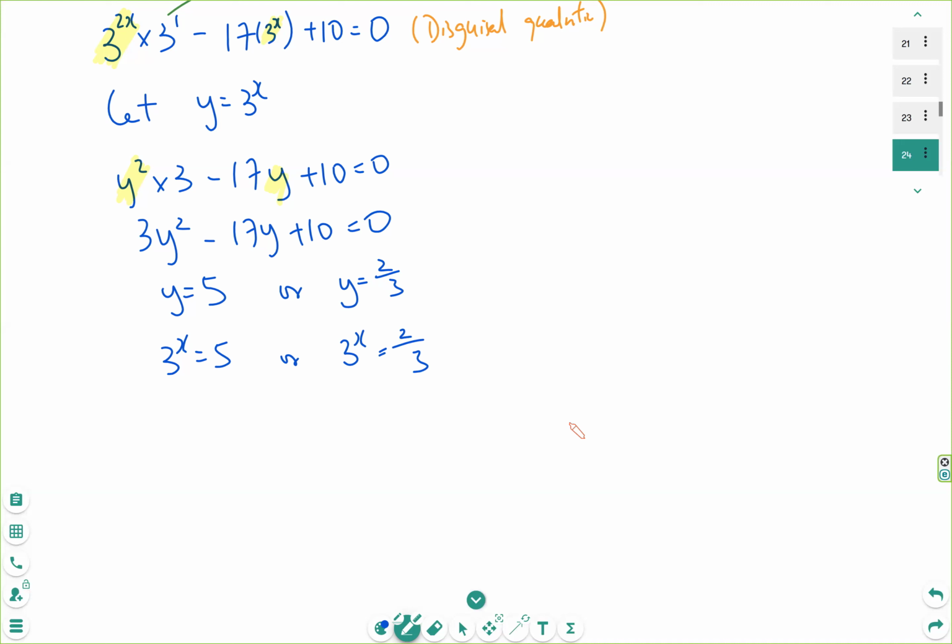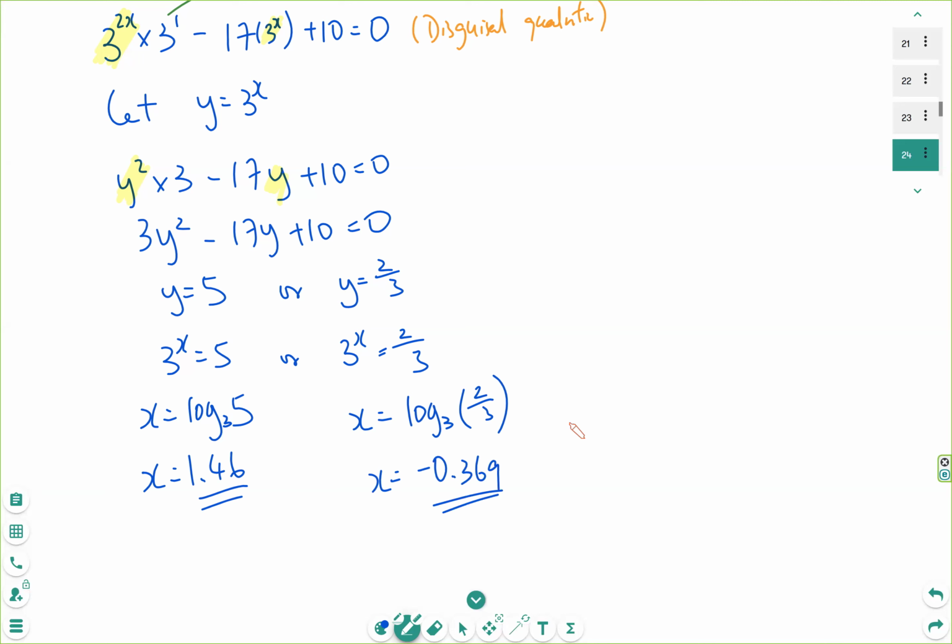So what we can do here is apply the base law. So x equals log base 3 of 5. Okay, a to the power of c equals b, so log base a of b equals c. So x equals 1.46. Here, you can also do the same thing. It'll be log base 3 of 2/3, or x equals negative 0.369.